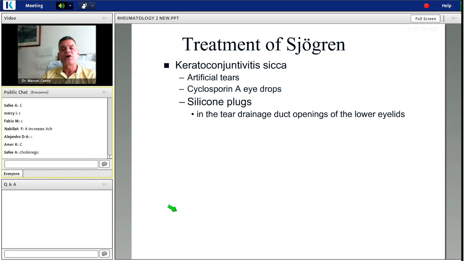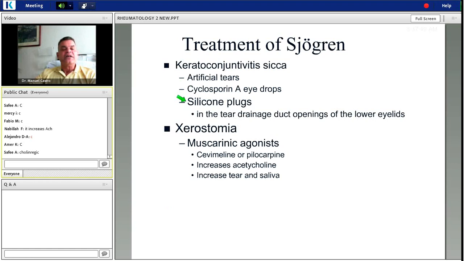We can use cyclosporin A eye drops, okay? Cyclosporin A eye drops can also be used. And you can also use silicone plugs in the tear drainage ducts, the openings of the lower eyelids. A little plug of silicone doesn't allow the small amount of tears that are produced to drain away, so the eye stays nice and moist and not as dry. So again, artificial tears, cyclosporin A, and silicone plugs. And the silicone plugs usually have to be placed by an ophthalmologist.